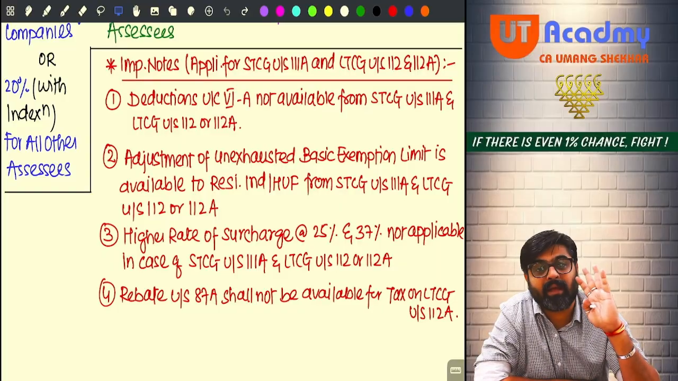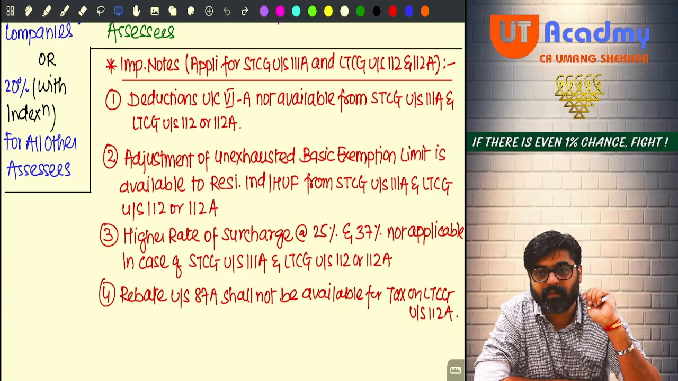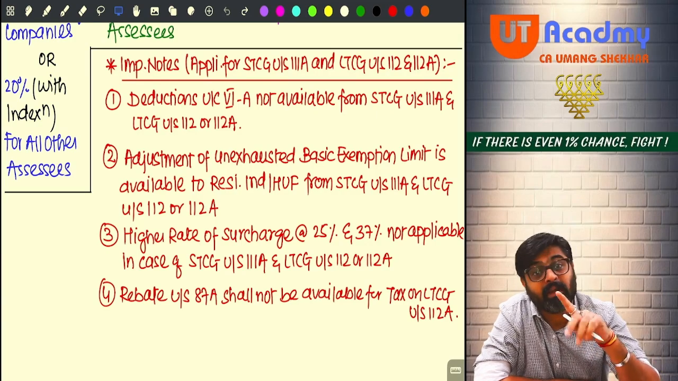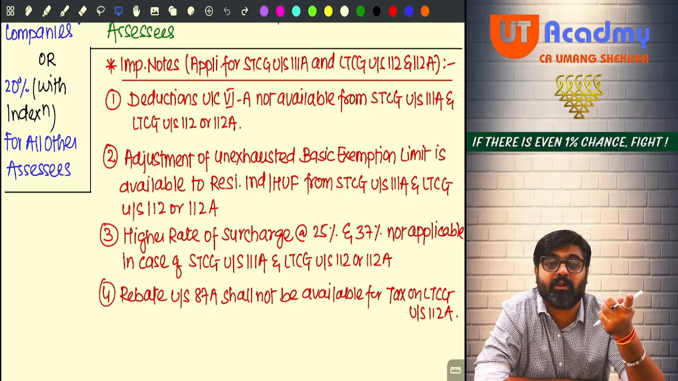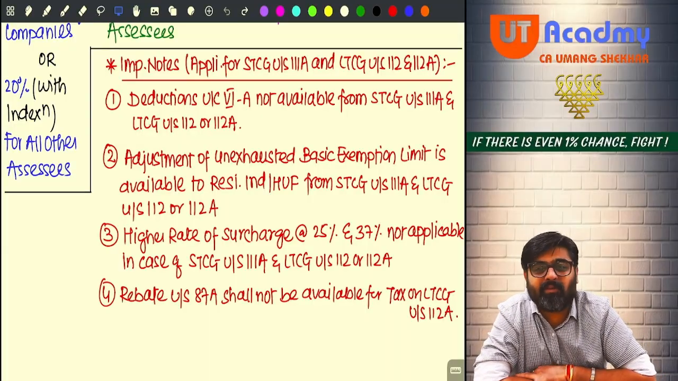A few years back, 115O was also eliminated. DDT is now not supposed to be paid by the company. So hence the shareholder is also not going to get any exemption. Now this dividend is going to be taxed in the hands of the shareholder. Just imagine if you are a shareholder, earlier the dividend was not taxable in your hands. Now all of a sudden it starts getting taxable in your hands.